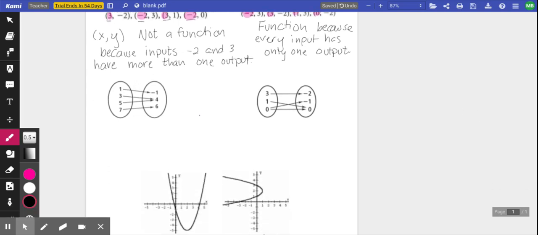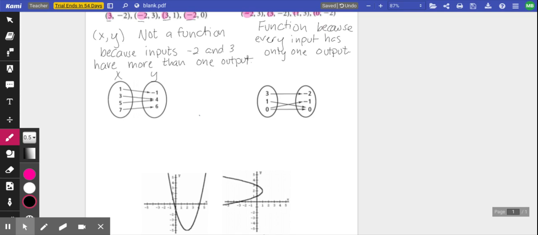Here we have maps. As a reminder, with our maps, all of the x values are located on the left and all the y values are located on the right. We want to make sure that each x value is only being mapped to one y value. As you can see, 1 only goes to -1. 3 only goes to 4. 5 only goes to 4. 7 only goes to 6.